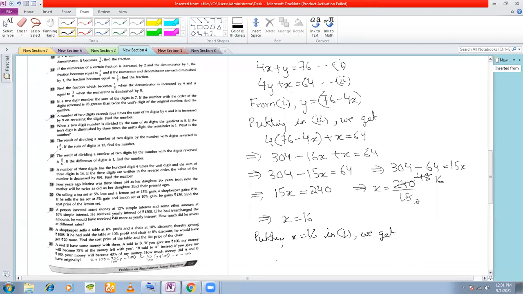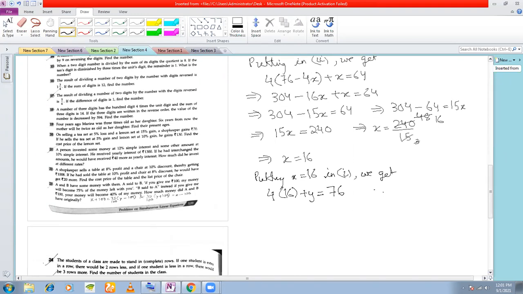We get 4x plus y is equal to 76. That means we get 64 plus y is equal to 76. Means y is equal to 76 minus 64. Means y is equal to 12. So initially you had 16 20 rupee notes and 12 5 rupee notes.